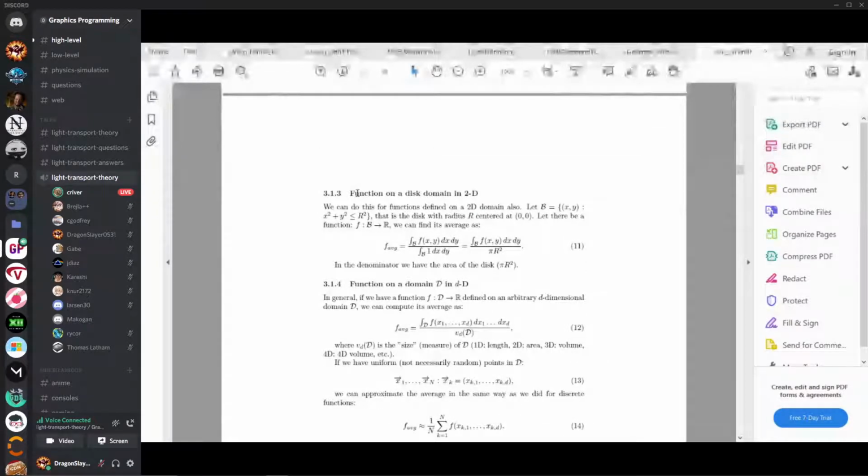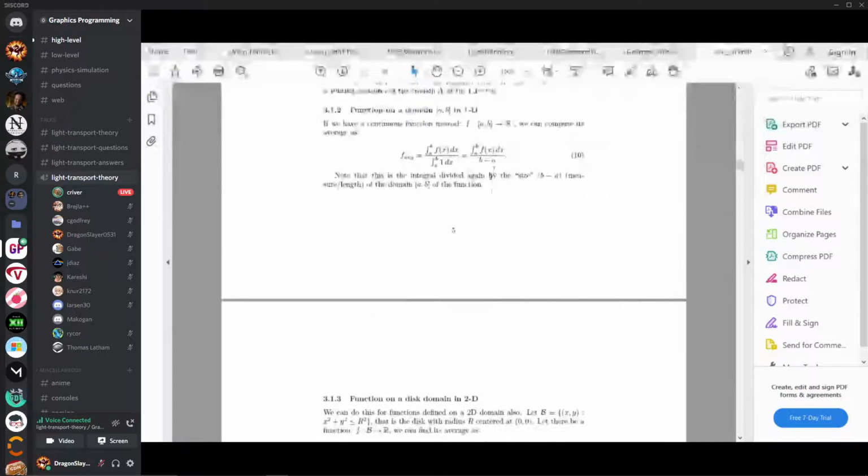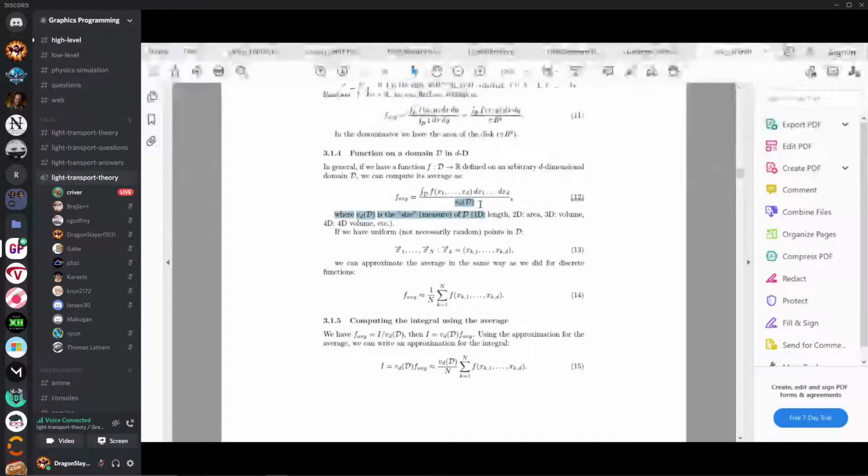And let's see another example. So say you have a function defined on a 2D disk, so in 2D space, and your function gives you a number for each point of the disk. Then once again, the average is simply the integral over the size of the disk. In this case, it's the area. Here it was the length. And if we look at the general setting, it's the d-dimensional measure. So in 1D it's length, in 2D it's area, in 3D it's volume, in 4D it's 4D volume, etc. But the idea is the same. You have the integral of the function divided by the size of the domain gives you the average.